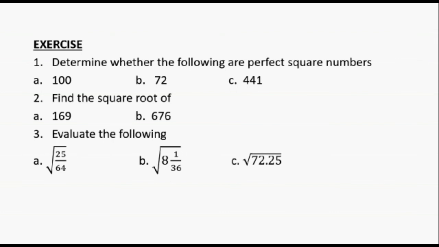Then we have C, the square root of 72.25. We know that 72 is a whole number. The fractional part is 25. So change that decimal number into an improper fraction, and then find the square root of the numerator and the square root of the denominator. I hope to see your solutions.